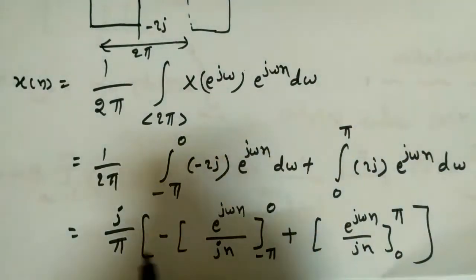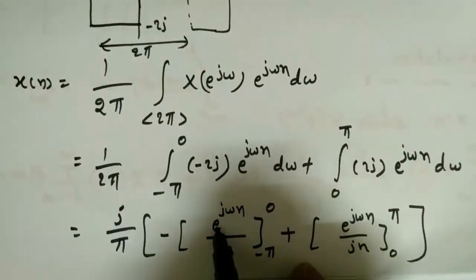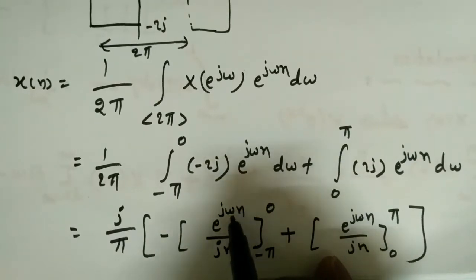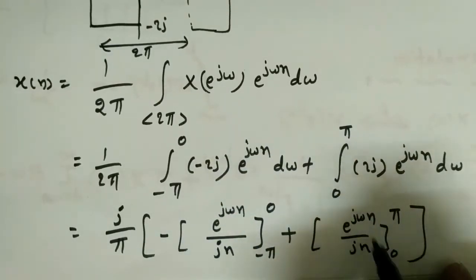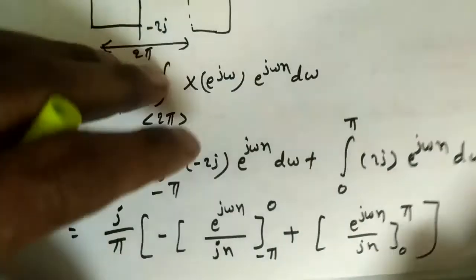So now it's very easy. j by pi will be the same. When I substitute 0 here, I will get 1. When we substitute minus pi, minus of e power minus j n pi. Similarly pi means e power j n pi, minus e power 0 means 1. So if I simplify like this, what will we get?